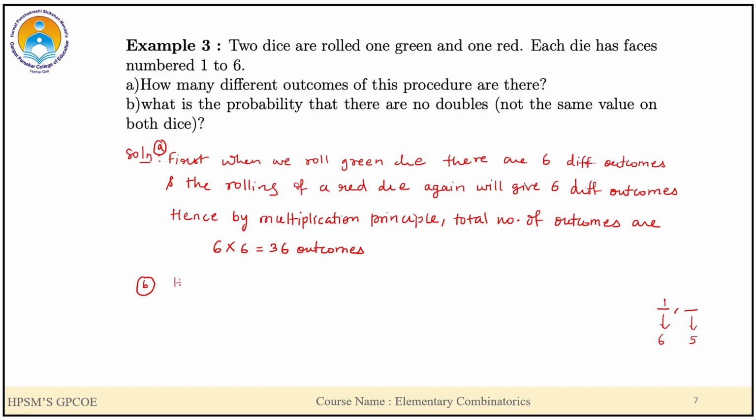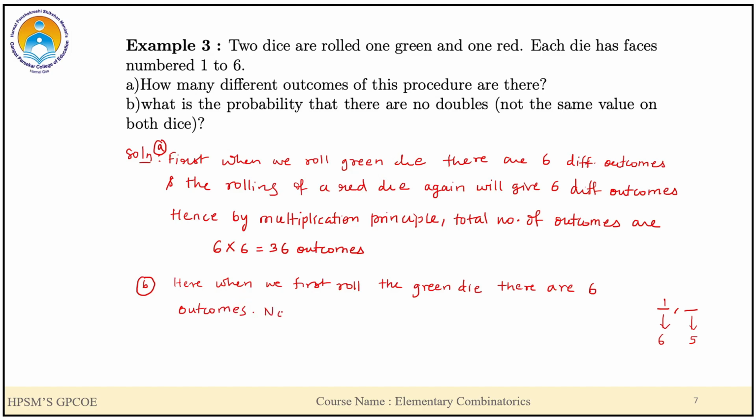Here, when we first roll the green die, there are 6 outcomes.